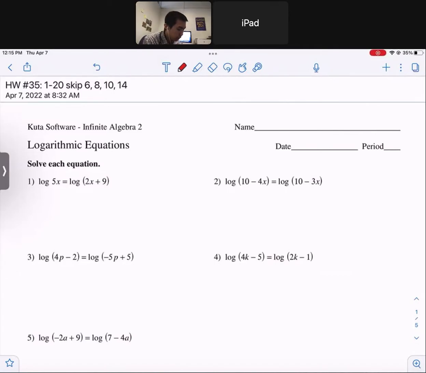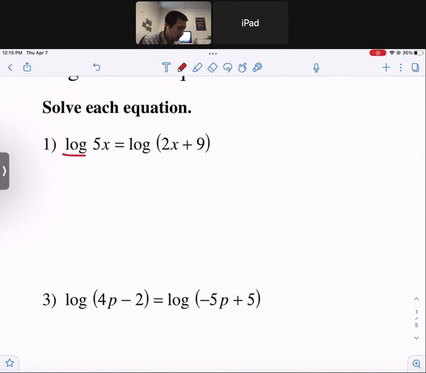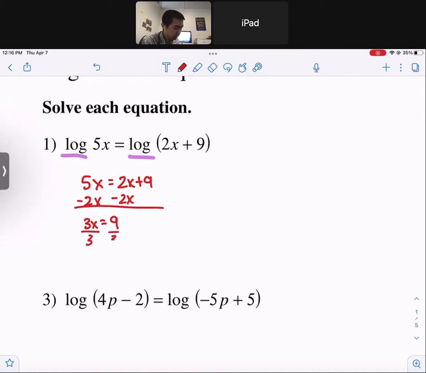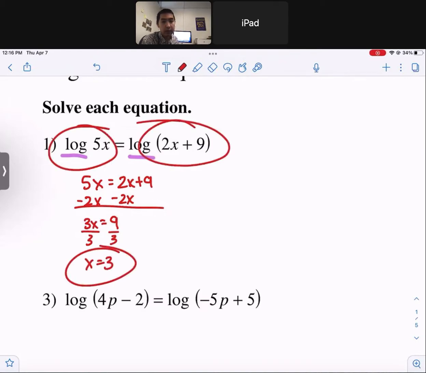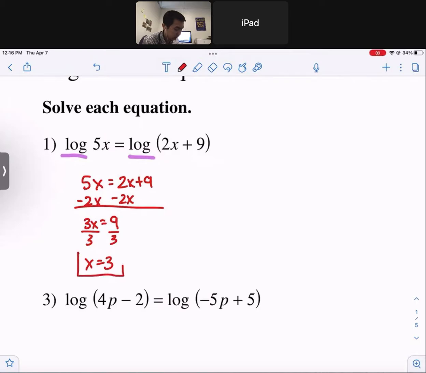So we have number 1, and clearly this is a log equals a log case. When it's log equals a log, all we have to do is set both of these equal to each other. 5x equals 2x plus 9. Solve for x by subtracting both sides by 2x, getting variables on one side and constants on the other. Divide both by 3, x is equal to 3. And when you plug this into both of these, it will be positive. We'll have log of positive numbers, so this is going to be fine.